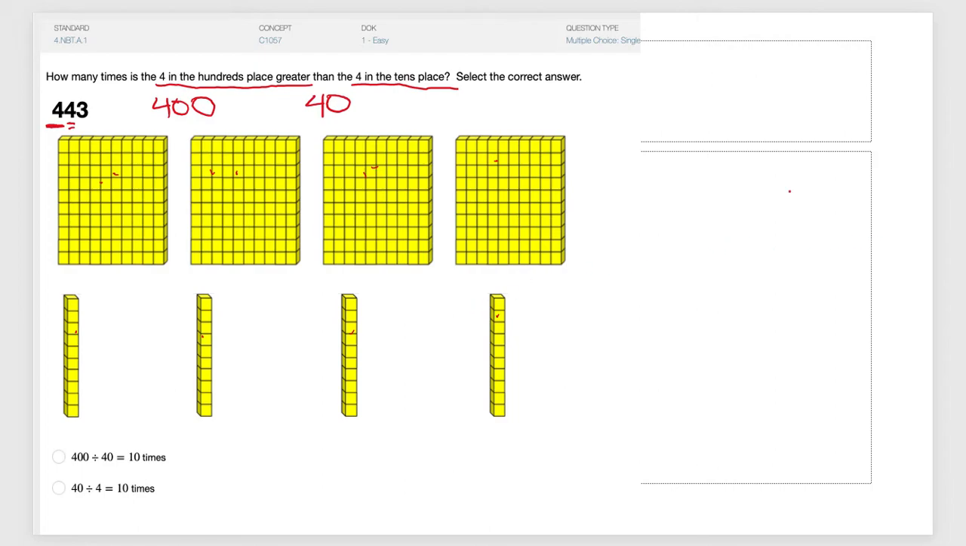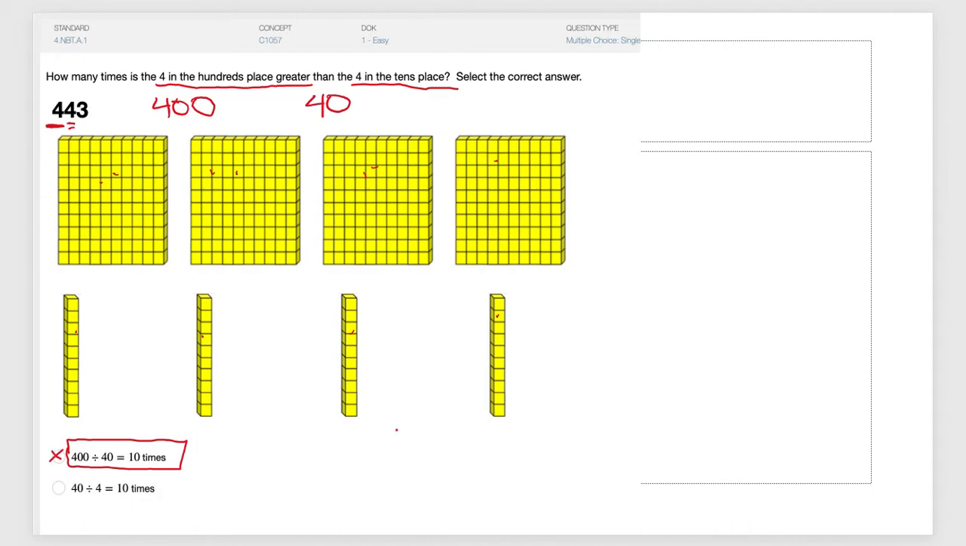How many times greater is 400 than 40? To find out, you'd say, how many times does 40 go into 400? Which is this right here: 400 divided by 40. How many 40s are there in 400? There are 10. So 400 is 10 times greater than 40.